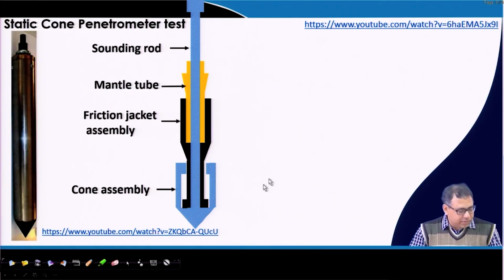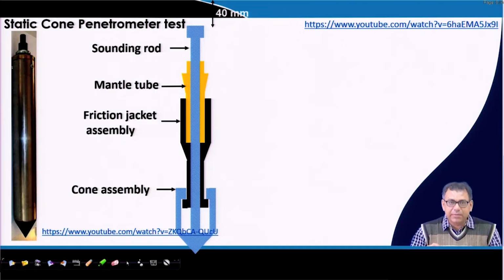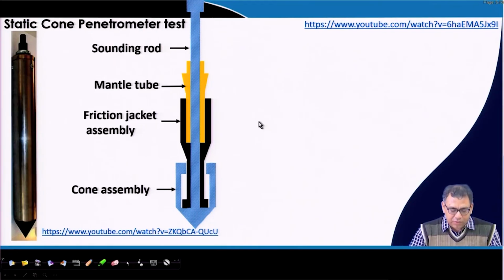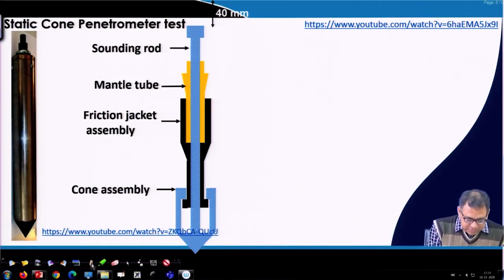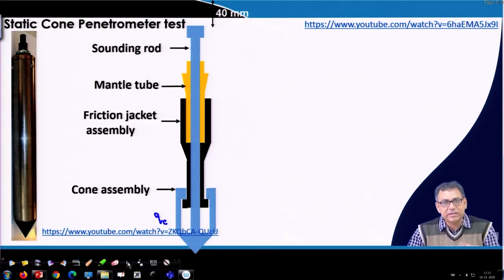Now, first this sounding rod along with the cone assembly is pushed by 40 millimeter into the soil. So, you can see the sounding rod along with the cone assembly is pushed into the soil by 40 millimeter, by which we will get a resistance. That resistance will give me the cone resistance, which is known as QC. So, at this stage the resistance that I will get is the cone resistance, which is QC.